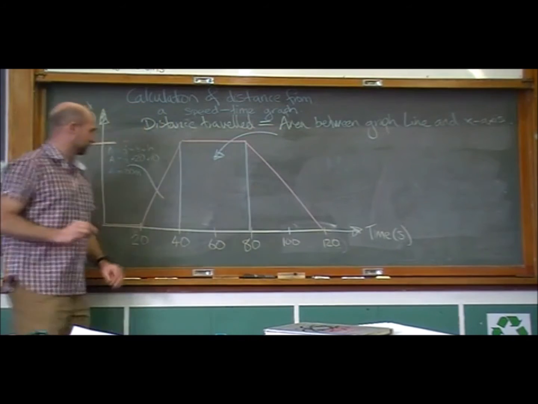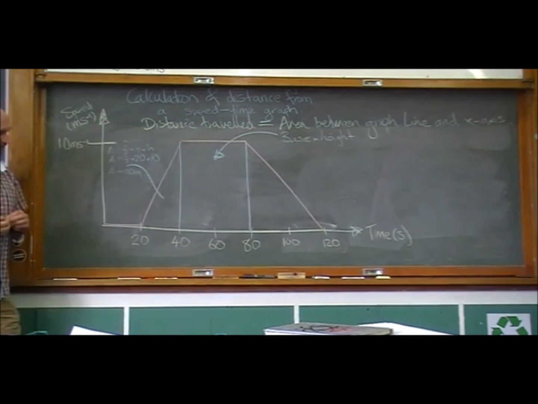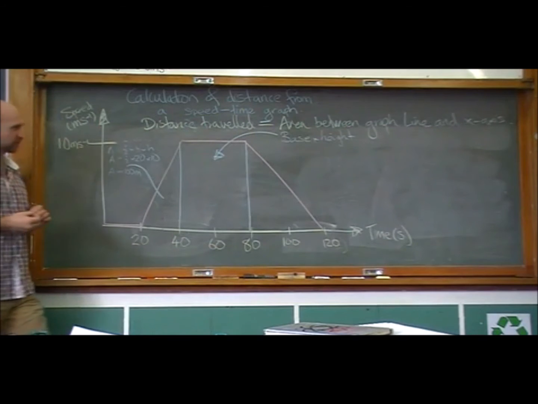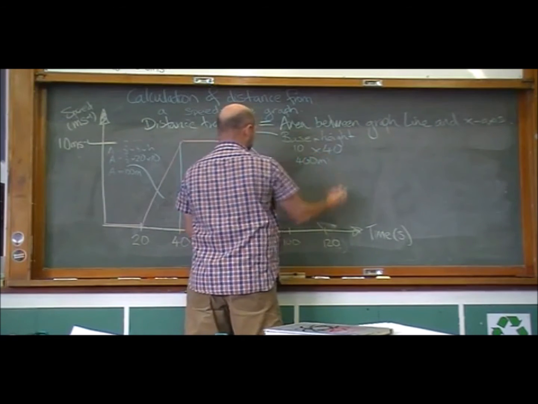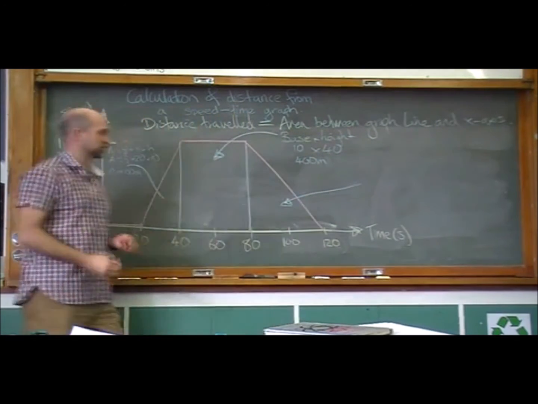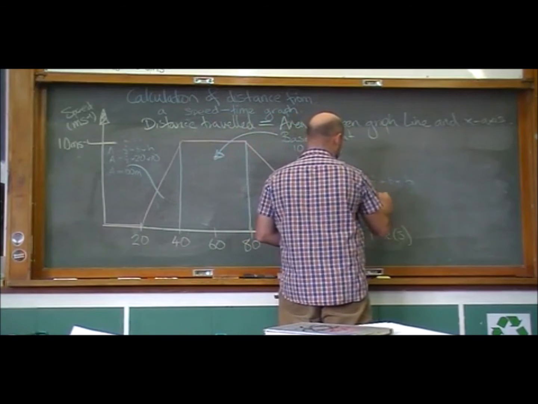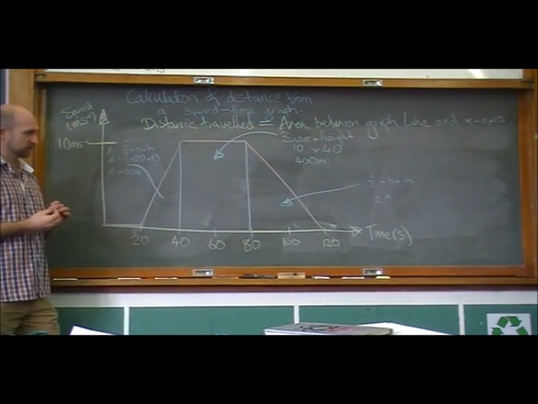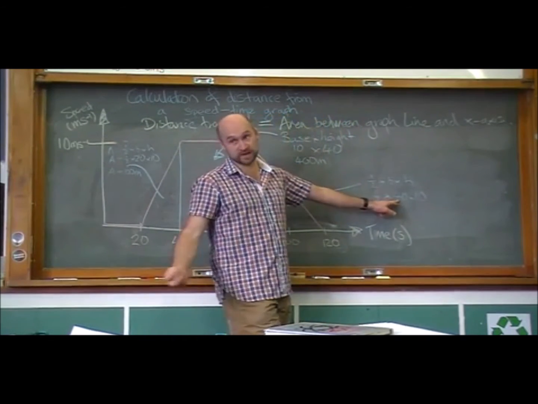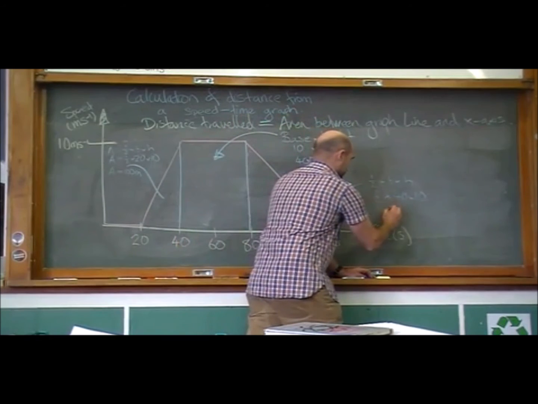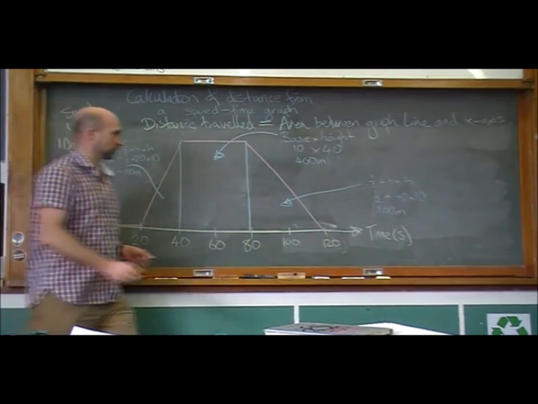Rectangles, how do we do them? Base times height, cool, easy, right? And so for this one we've got 40 times 10. So 400 metres. And then finally we're back to another triangle, so we know that it's going to be half of base times height. So half of 40 times 10. Half of 40, 20. 20 times 10, 200, right? So how far has been travelled in that journey on that graph? 700 metres. Cool. So total.